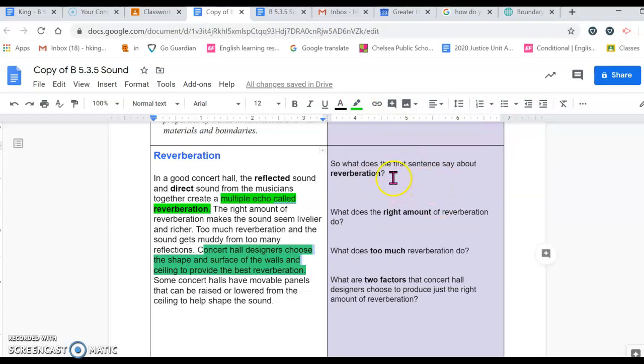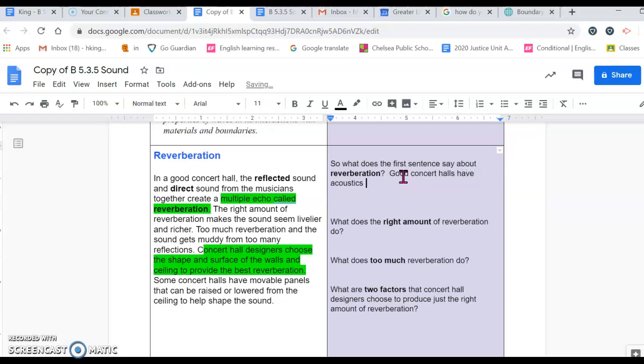Okay. All right. What does the first sentence say about reverberation? In a good concert hall, the reflected sound and direct sound from the musicians together create a multiple echo called reverberation. So I'd kind of turn that around, put it in my own words. Good concert halls have acoustics that reflect and direct sound in a good way. Okay.